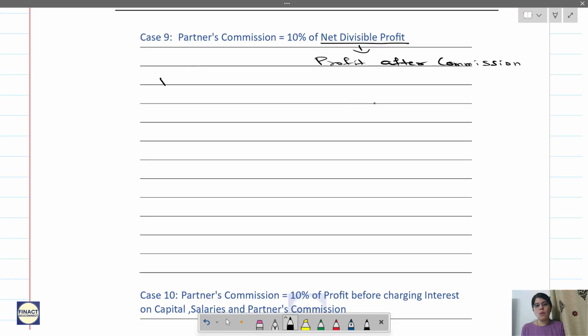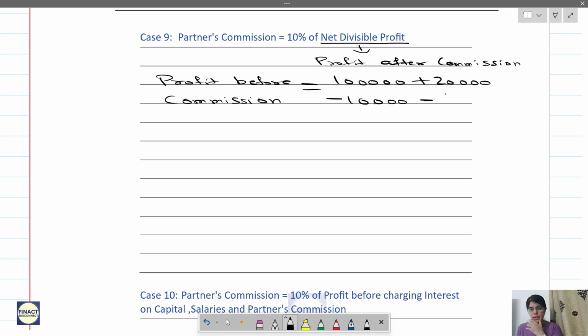So how much is the profit before commission now? Profit before commission is equal to 1 lakh plus 20,000, correct, minus 10,000, minus 15,000. So that comes to 95,000.